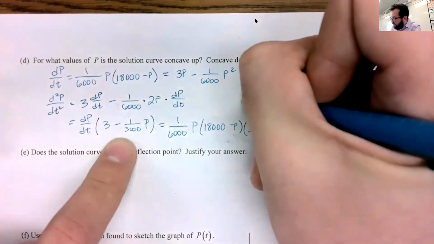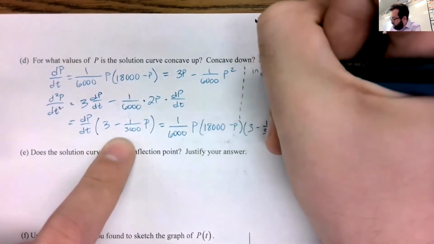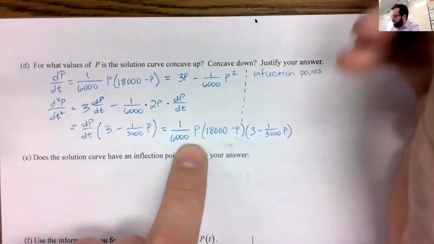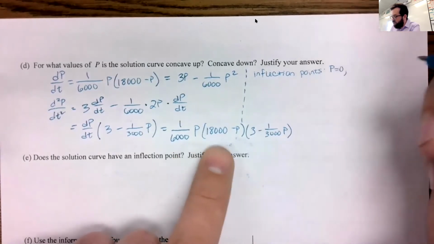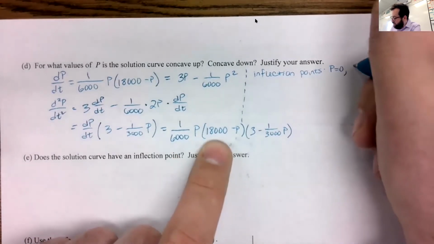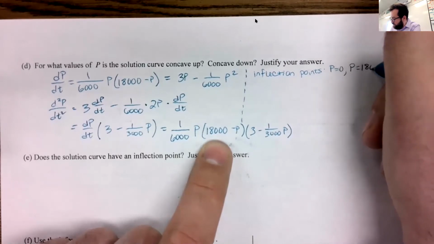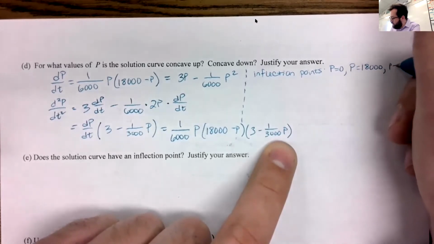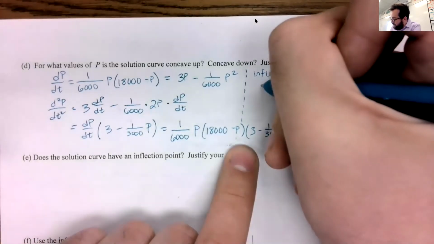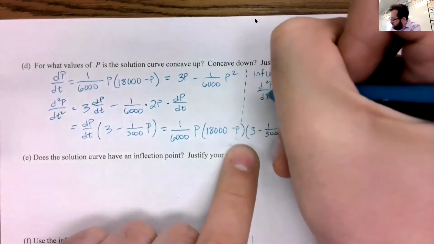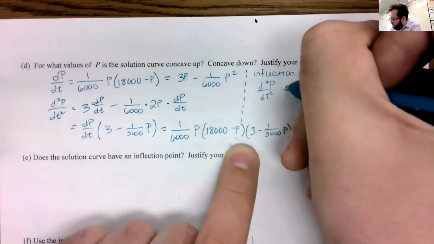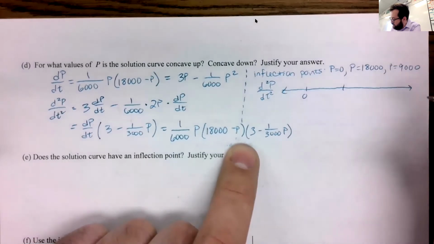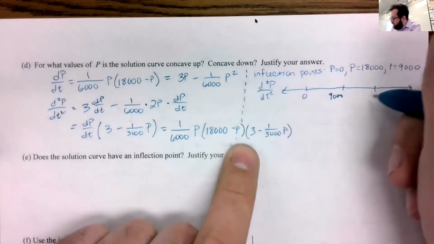Now we're going to look for the inflection points, right? So potential inflection points happen when this equals 0. So it could be P equals 0. In this factor, it's going to be P equals 18,000. And in this one, if we set that equal to 0 and solve for p, we're going to end up with 9,000. So if we make a second derivative sign chart, we're going to have 3 inflection or critical points type of things here, 0, 9,000, and 18,000.